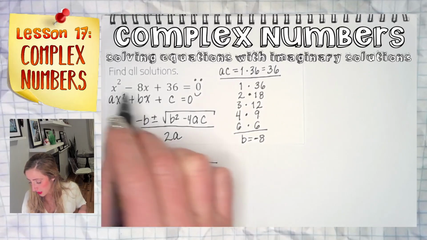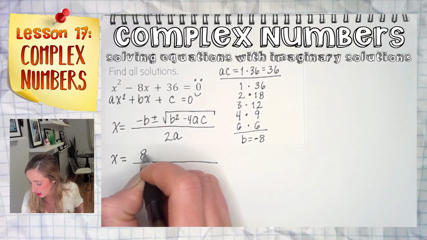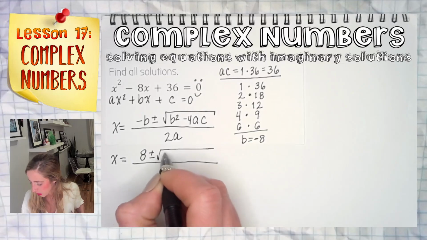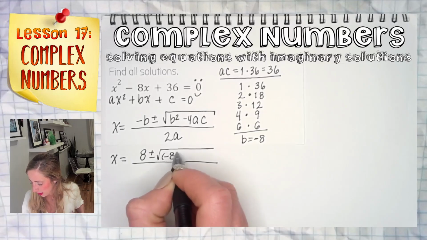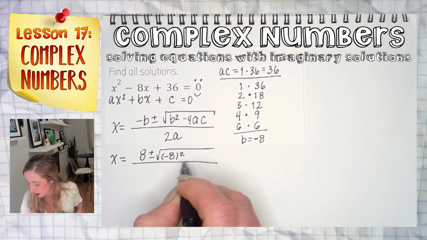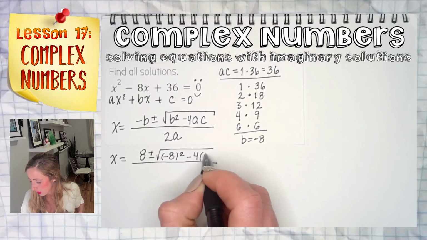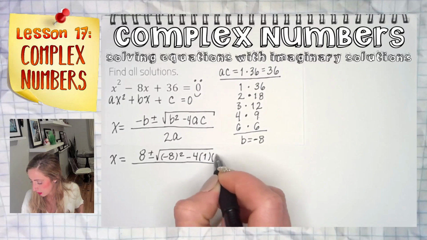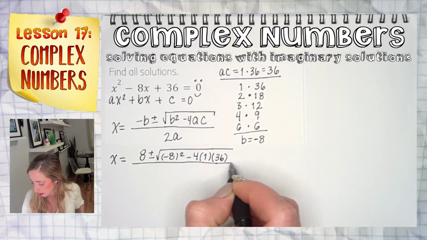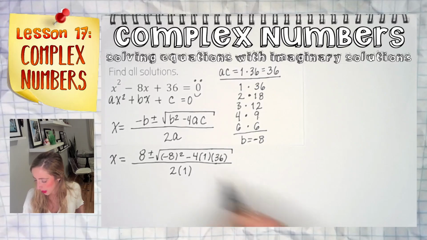Negative b, or opposite of b, means I'm doing the opposite of negative 8, which is positive 8, plus and minus the square root of b squared. Negative 8 squared, which is really going to be the same as positive 8 squared, but here's where we'll see a difference, minus 4ac, so times 1 times 36, all over 2a, which is 2 times 1.